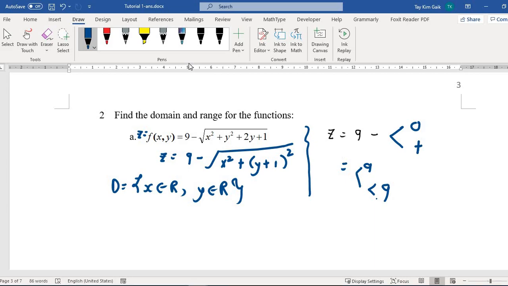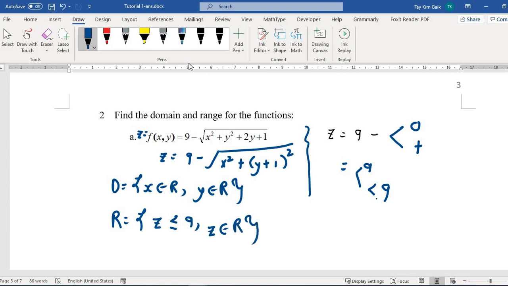Can you have a negative value then? Of course you can. Because at most you have a 9, you minus something, so that's why the value must be less than 9. That's why your range is actually z is less than or equal to 9, because 9 minus 0 you get 9, where z is a member of real number.